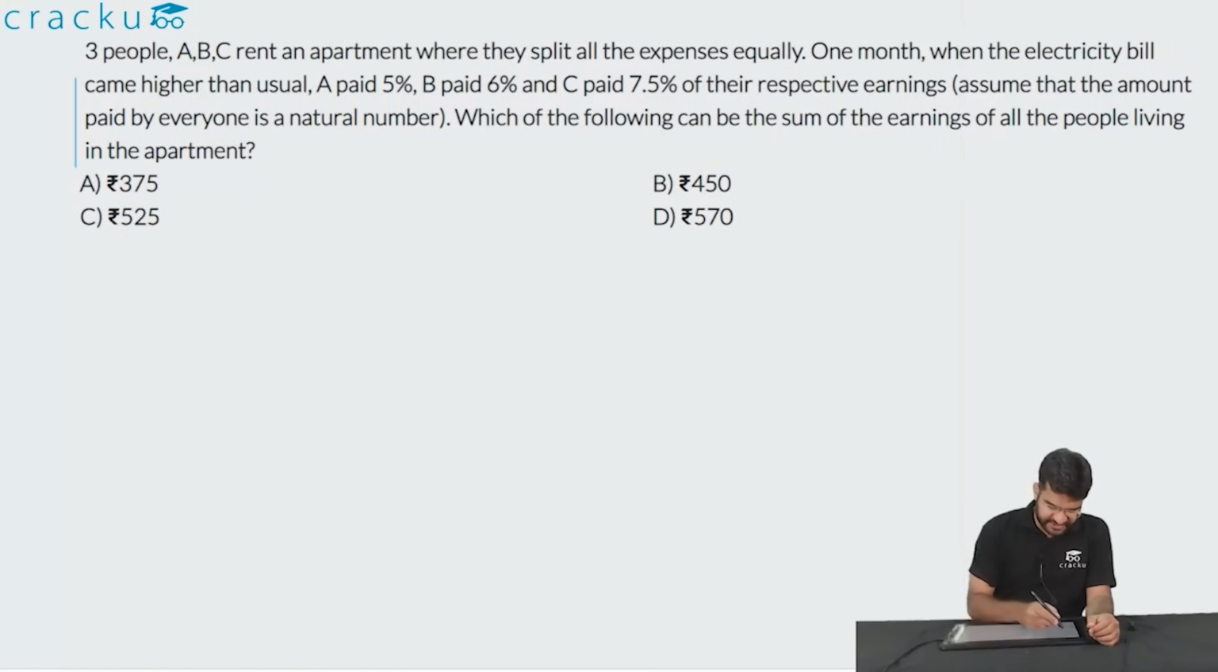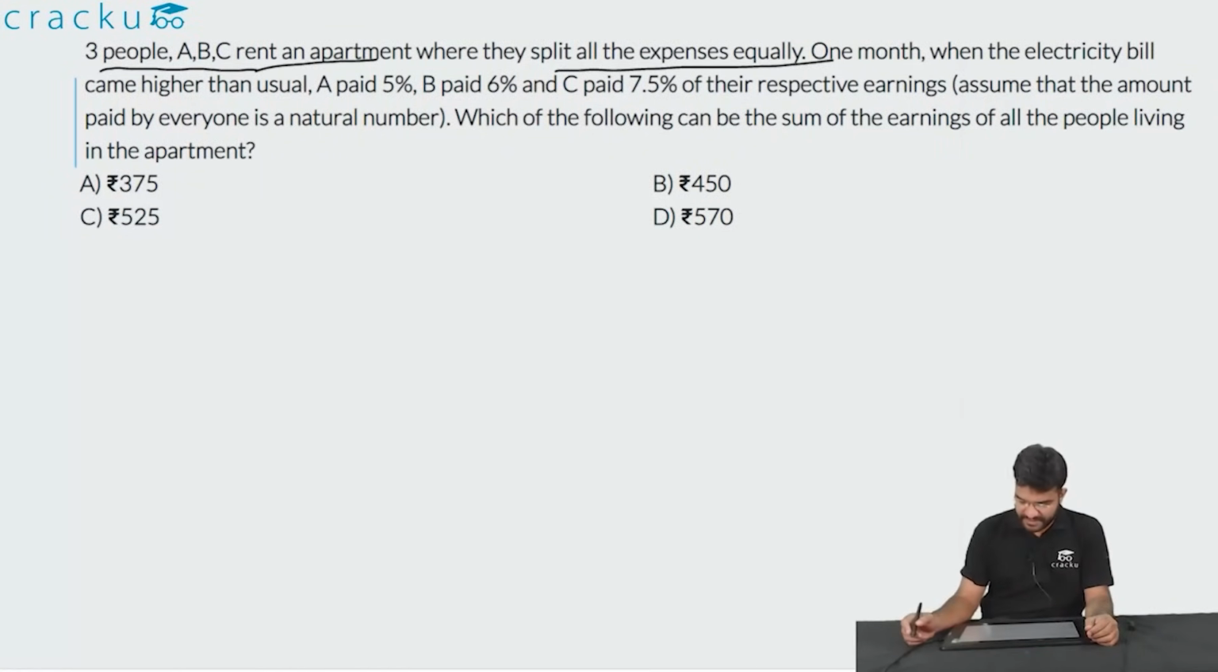In this question, there are three people, A, B and C. They rent an apartment together and they split all the expenses equally. In 1 month, the electricity bill was paid by the three of them such that A paid 5% of his salary, B paid 6% of his salary and C paid 7.5% of his salary. Assume that the amount paid by each one of them is a natural number. Which of the following can be the sum of the earnings of all the people living in the apartment?